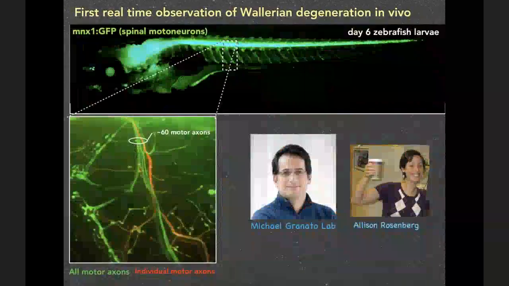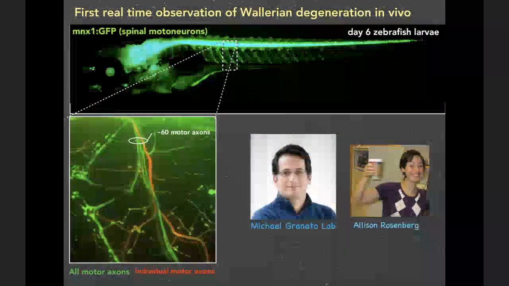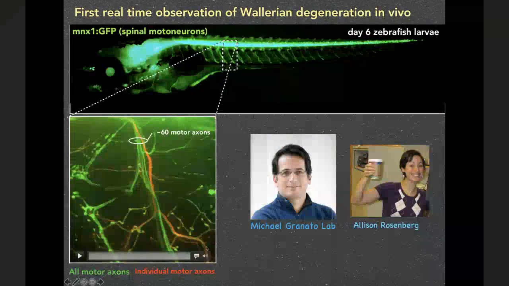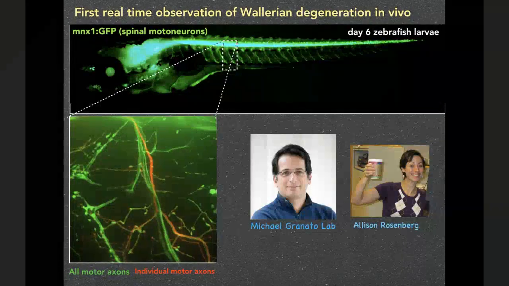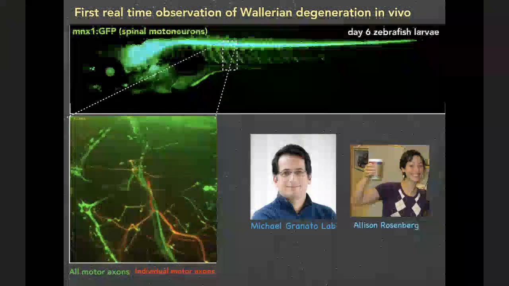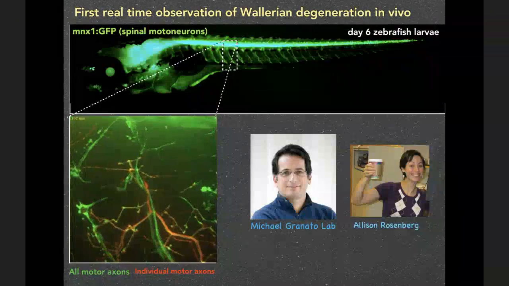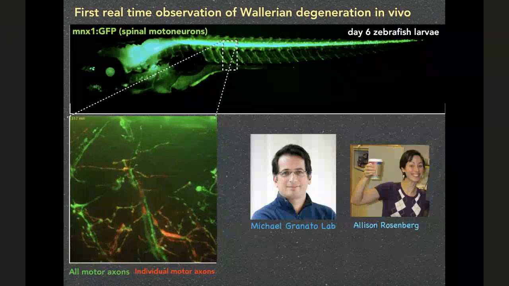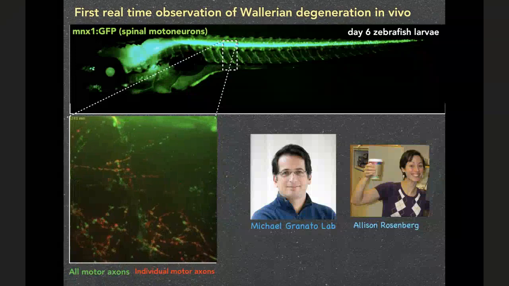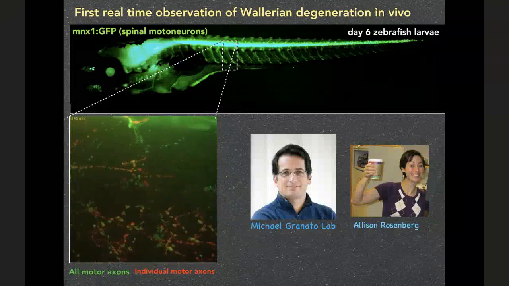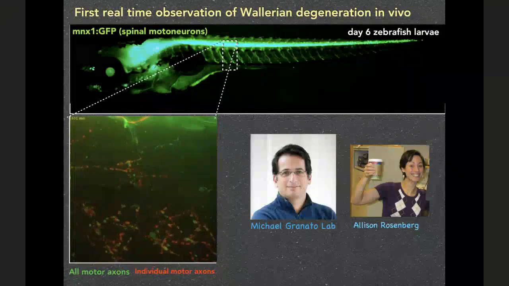And then there's the work from Michael Granato's lab and his student Allison Rosenberg. And they're using the zebrafish to study regeneration and degeneration of motor neurons. And the zebrafish is translucent, so you can use these fluorescent reporters to analyze the degeneration process, which is shown here in this time-lapse movie, and also regeneration, and determine the molecular cues that are important in these processes.